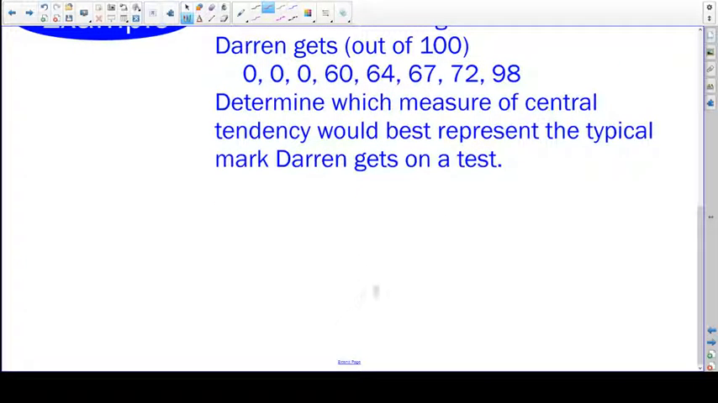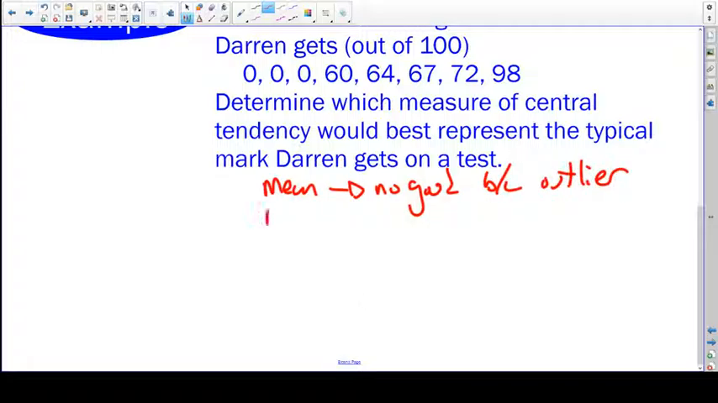Well, the thing is that the outlier here is 0. So because of that, the mean would be no good because of the outlier. The mode, no good because it is the outlier.